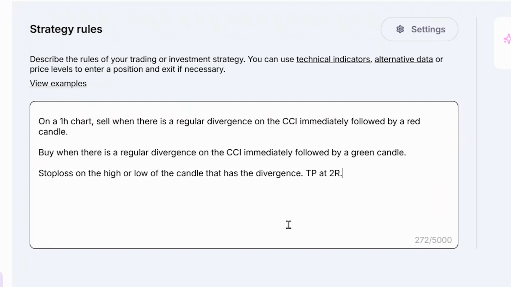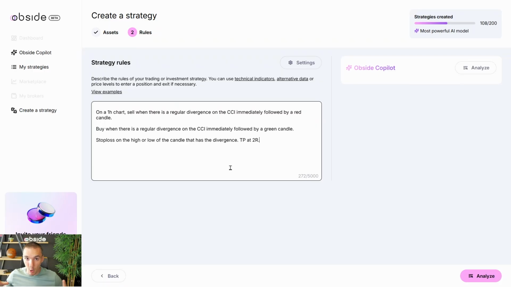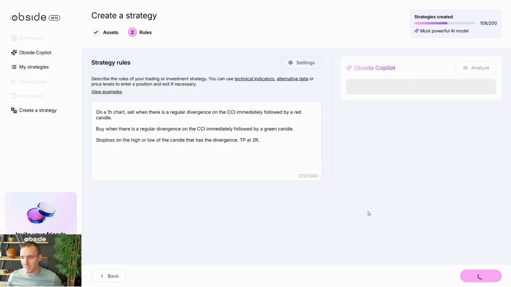So this is a pretty simple strategy. As you see, we want to check if trading all the divergences that occur on the Nasdaq on the 1 hour chart is a potentially profitable strategy or not. So I'll start the backtest and we'll check out the results.